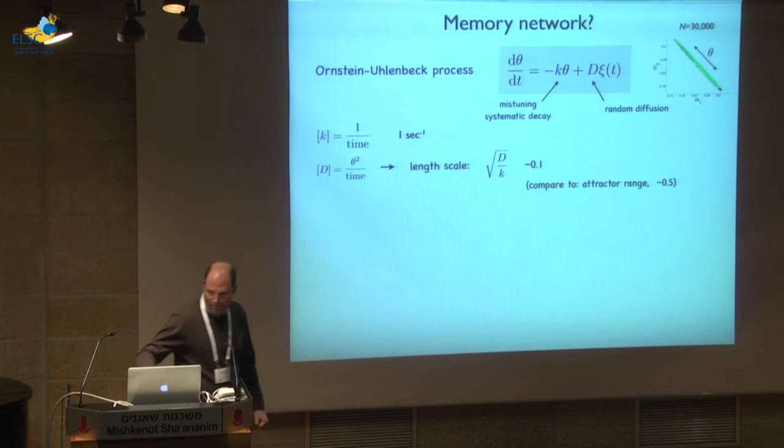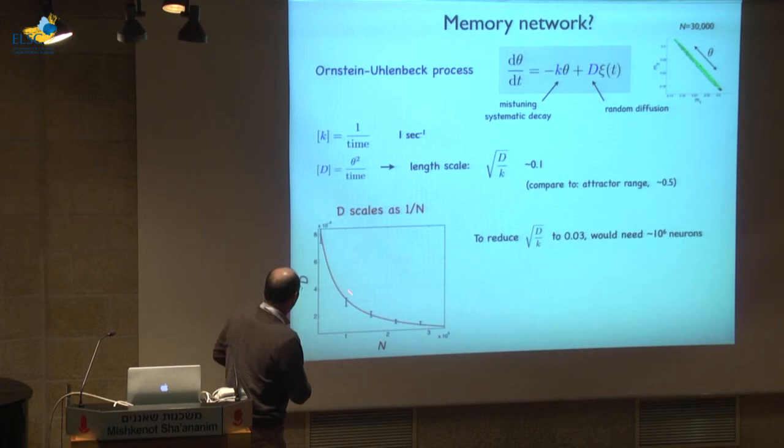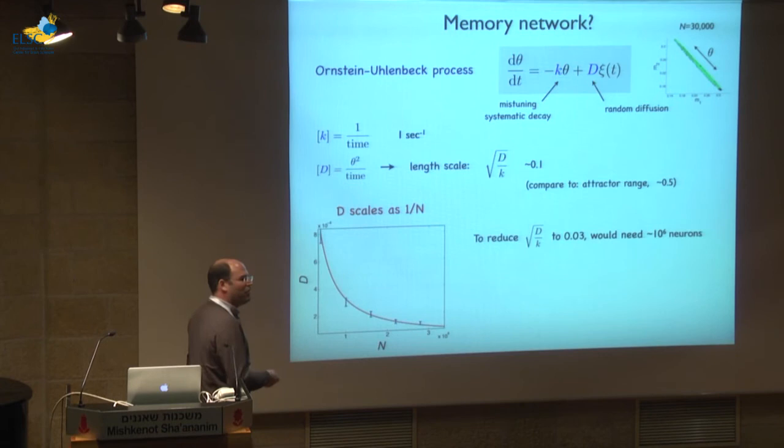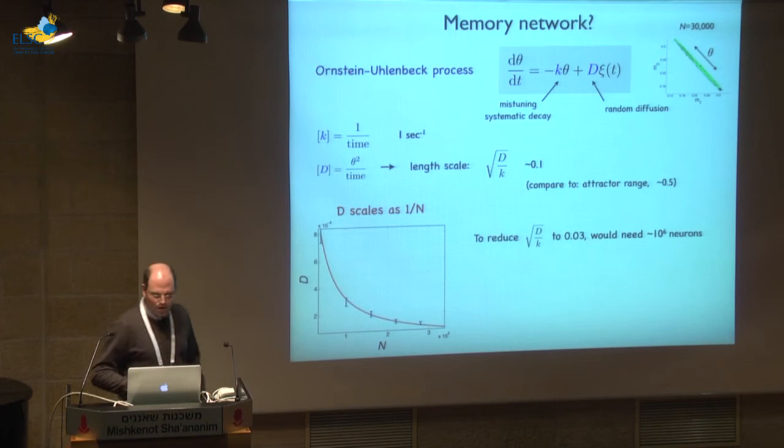Here you see simulations of networks with different network sizes, okay? And the measured diffusion coefficient falls beautifully on a 1/N line, okay? So this means that one way to make D smaller by a factor of 10 would be to increase the number of neurons by a factor of 10. But this already puts us in a network with a huge number of neurons. We had initially 30,000 neurons in each population, four populations, so it's 100,000 neurons. A factor of 10 would require 1 million neurons.